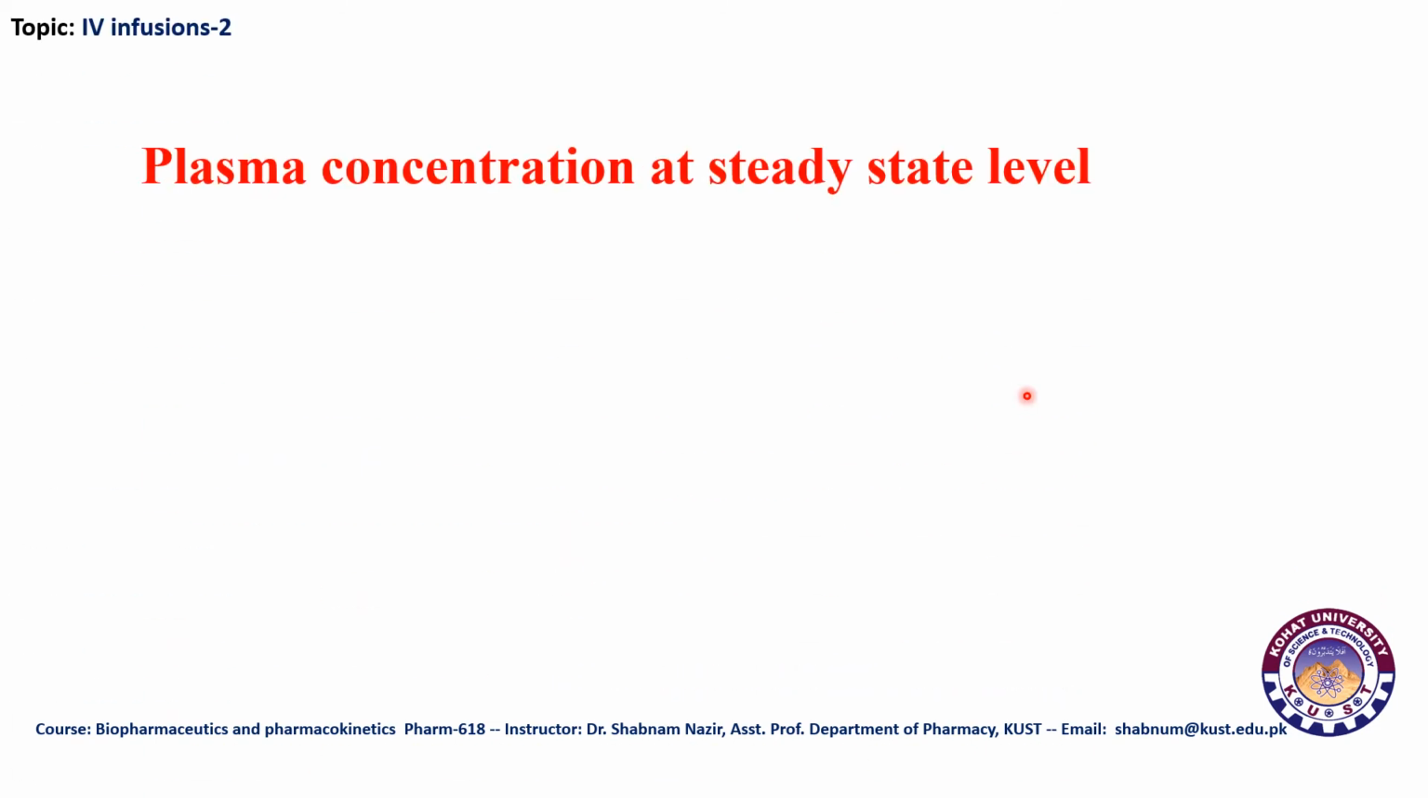Plasma concentration at steady state level. It is usually very desirable to calculate the exact concentration at steady state level, and it is usually the desired concentration which a pharmacist actually wants to achieve. So they would be setting the infusion rate at a rate that helps them achieve that concentration.